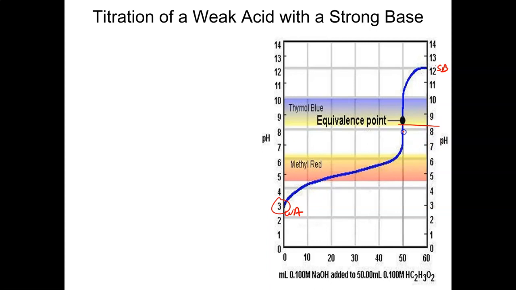How do you know where the half equivalence point is? Once again, 50, half of it, 25. Here's my half equivalence point. That's going to be my pKa. So that'll give me my range. I can get my Ka as well from there.